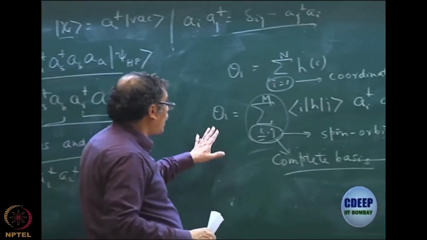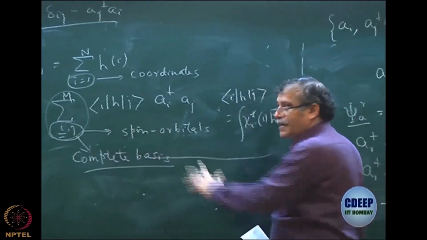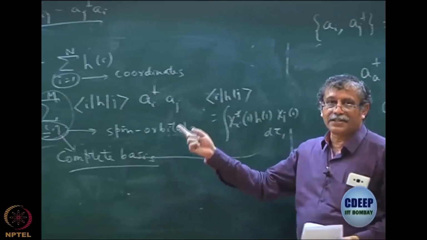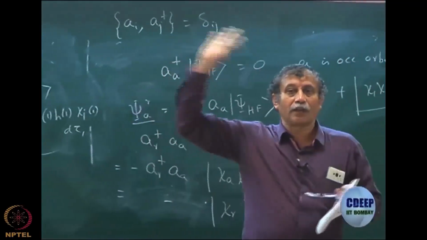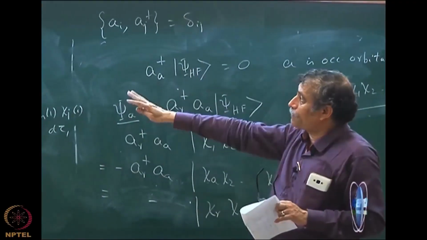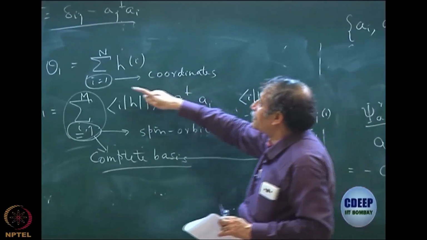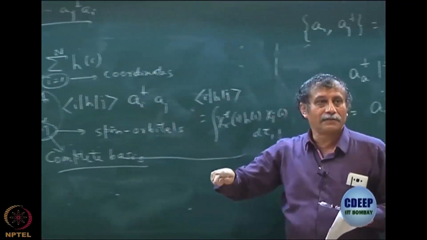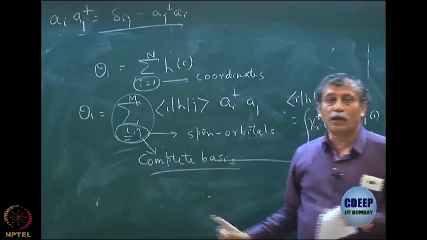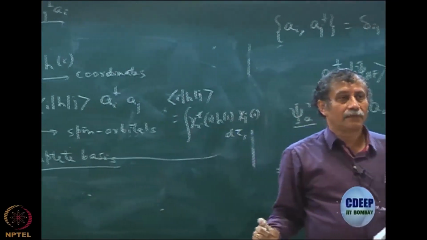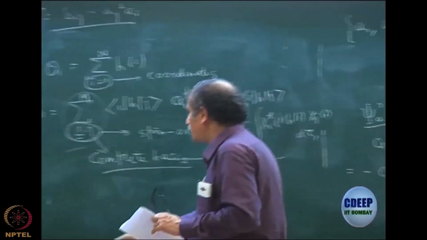Then I can write theta 1 in terms of this basis as the matrix element ⟨i|h|j⟩ times a_i† a_j, summed over all i, j. So it is not occupied or virtual, nothing, all i, j. What I have done is transform this theta 1, which in first quantization depended on the coordinates of the electrons, to a second quantized form where it is now dependent only on the orbital basis. Okay, I will explain again more in the next class, but let me complete writing down theta 2.